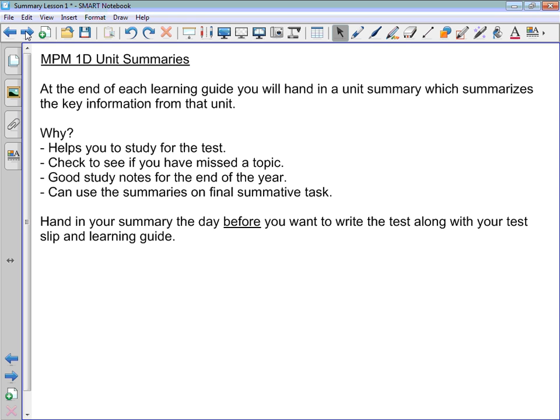You want to complete your summary and hand it in the day before you want to write the test, along with your test sign-up slip and your learning guide. And I'm getting you to do this the day before you want to write the test so I can see if there's anything missing, and anything that you need to correct before you do your test, so you're ready to do the test the first time.